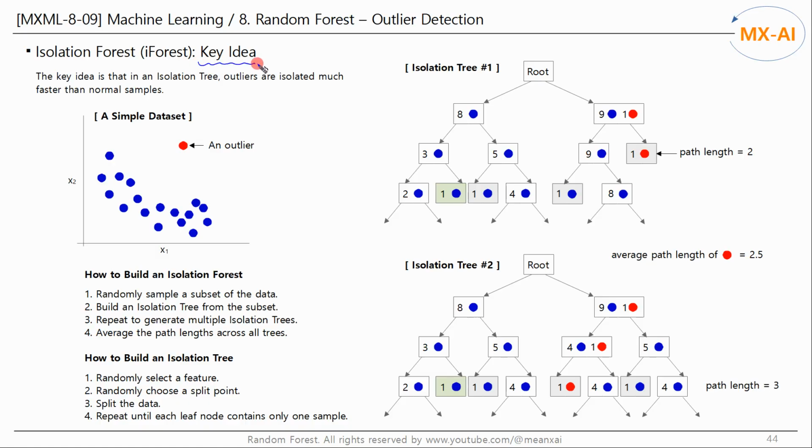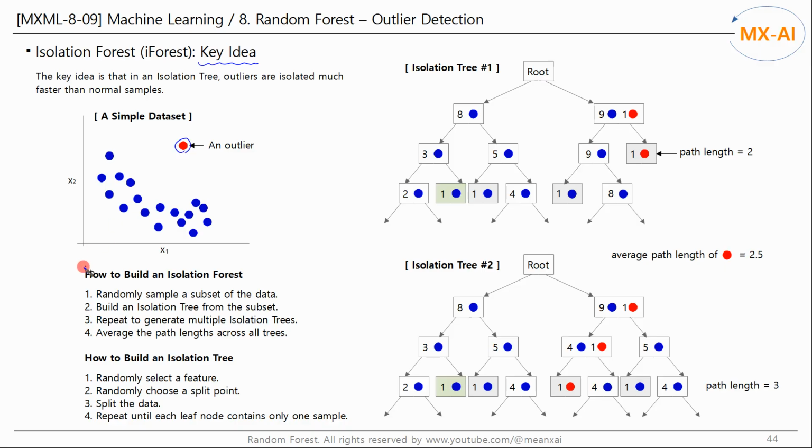Now, let's take a closer look at the key idea behind IsolationForest. Outliers tend to be isolated much more quickly than normal samples in an isolation tree. Let's look at a simple example. Let's say we have the following two-dimensional training dataset. The blue points represent normal samples, and the red point represents an outlier.